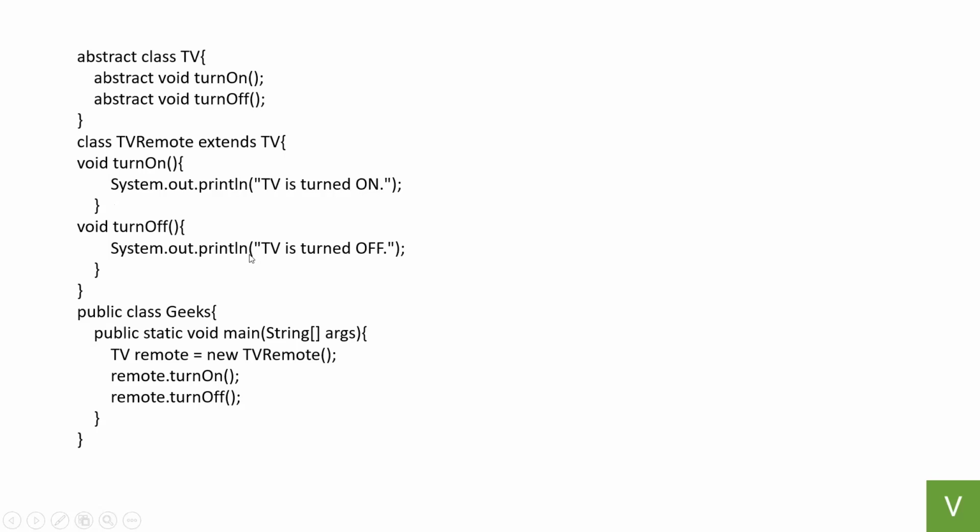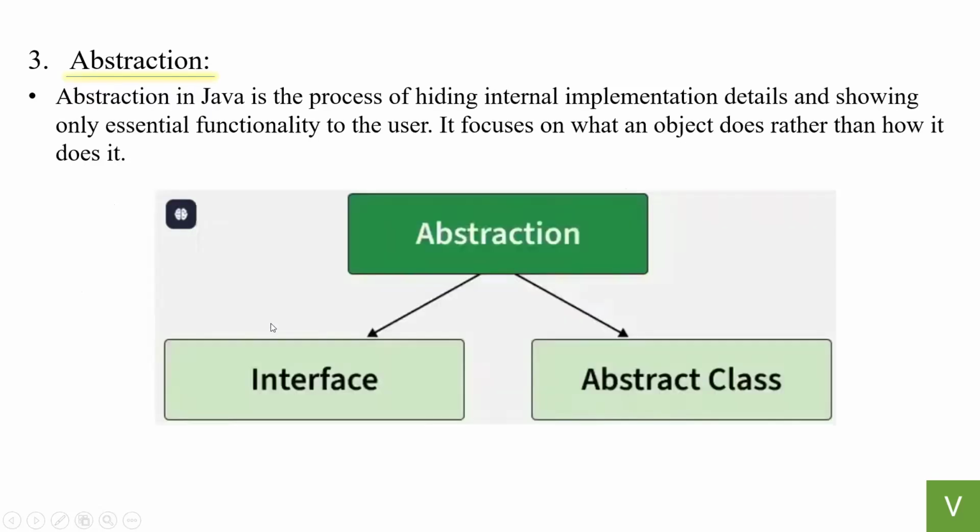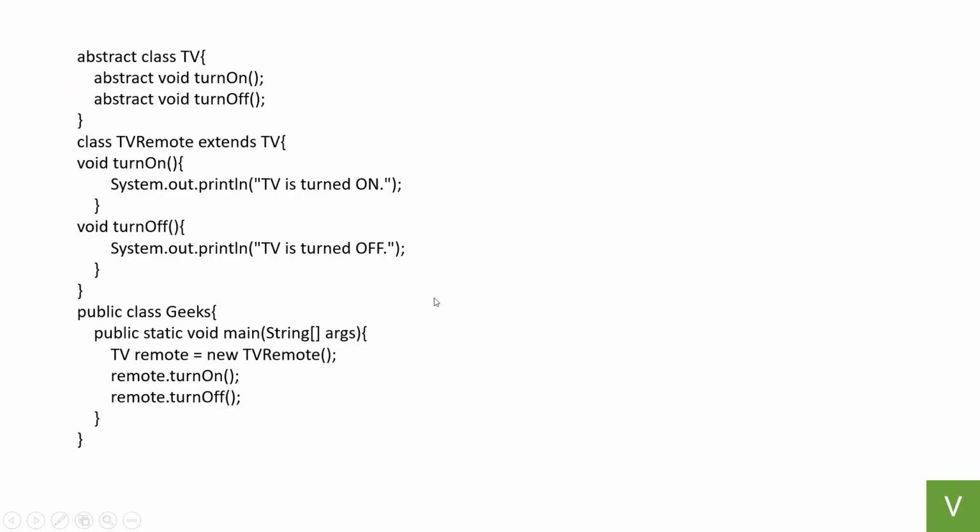Similarly for turn off. So while executing, the output will be TV is turned on, TV is turned off. So this is about abstraction. Abstraction is the process of hiding the implementation details. Abstraction can be achieved by two types. First one is interface, second one is abstract classes.